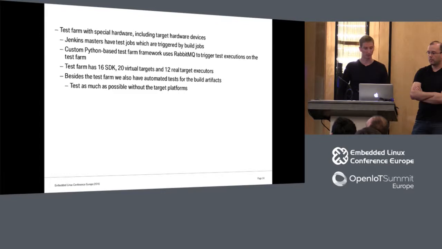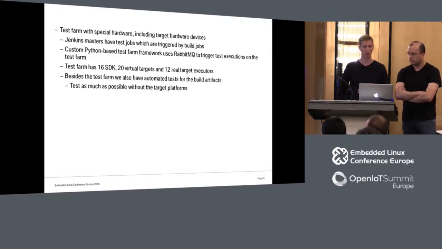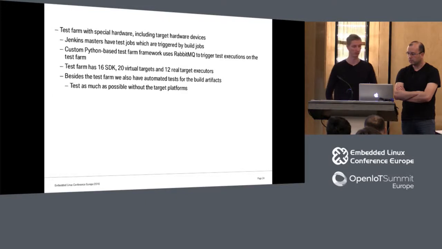Besides the test farm, we also have some automated tests for the build artifacts, just to do some checks as early as possible. For example, if the flashing tools are broken or missing from the release images, then we don't even try to put them into testing.